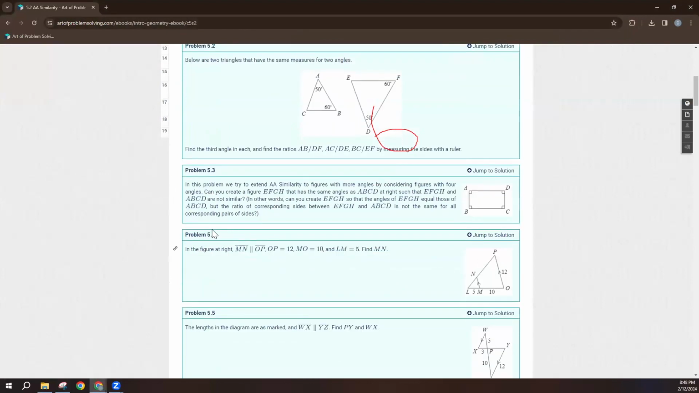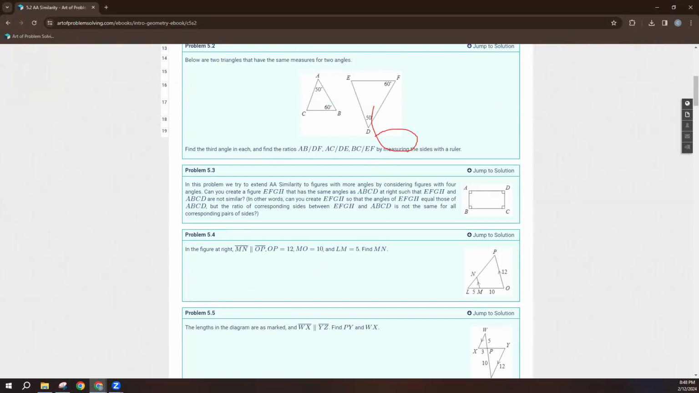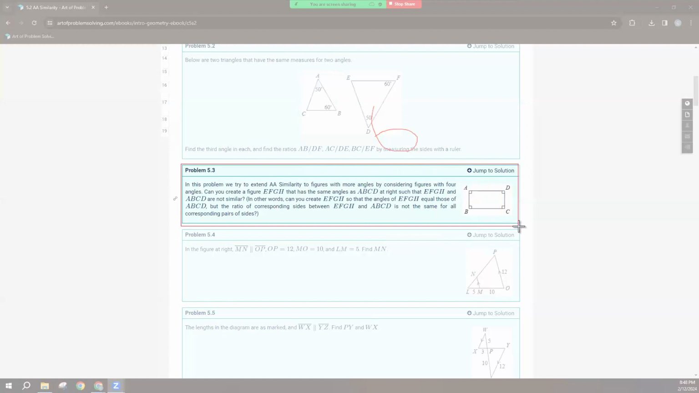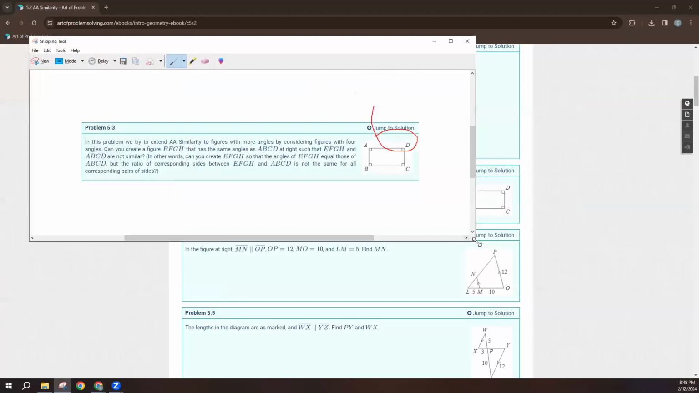Let's see. Oh, problem 5.3. I'm just curious to see if you can come up with a solution to this one. So I'm going to try to make it bigger. Let's try that.